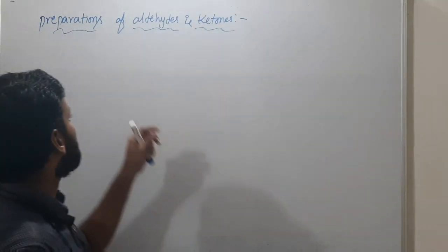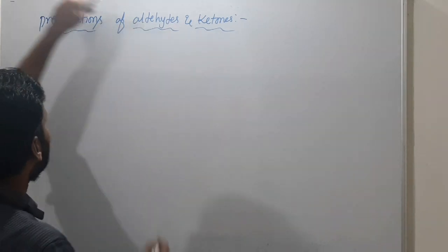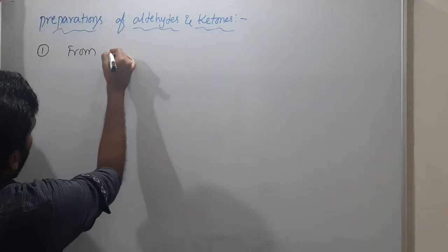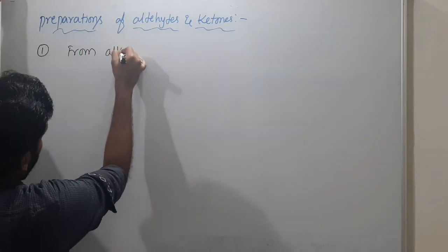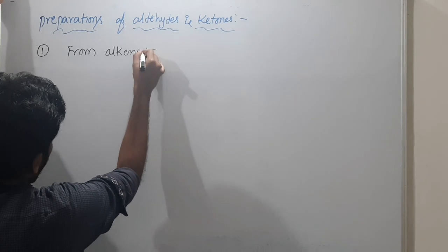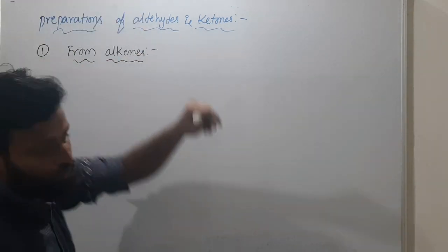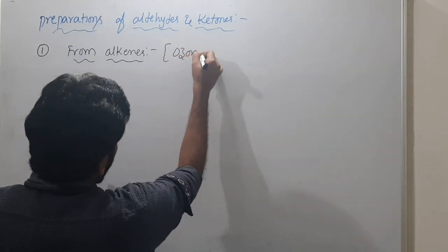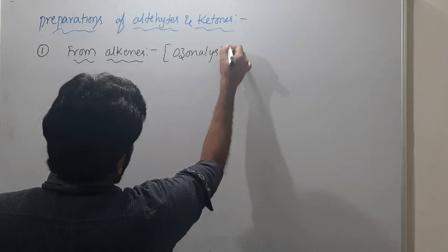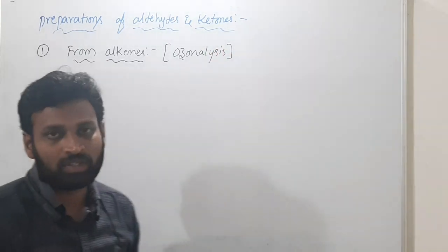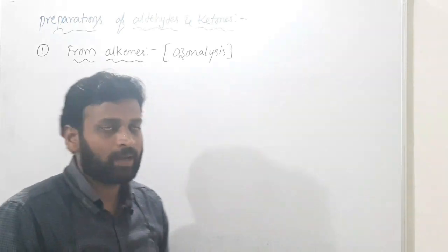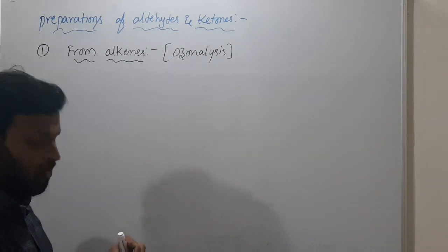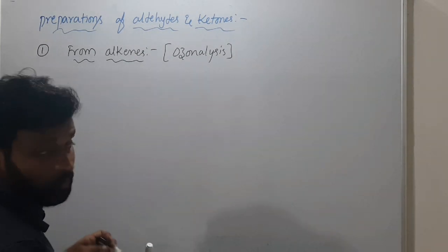Today we will discuss preparations of aldehydes and ketones. The first one is from alkenes, which is also called ozonolysis. This you know already. In first year itself you learned ozonolysis of alkenes. Maybe it was long back, so no problem, we will discuss it now.